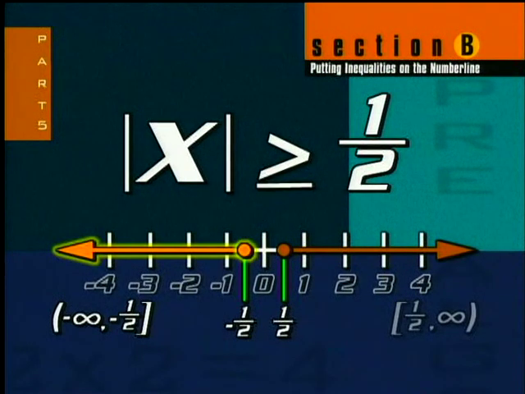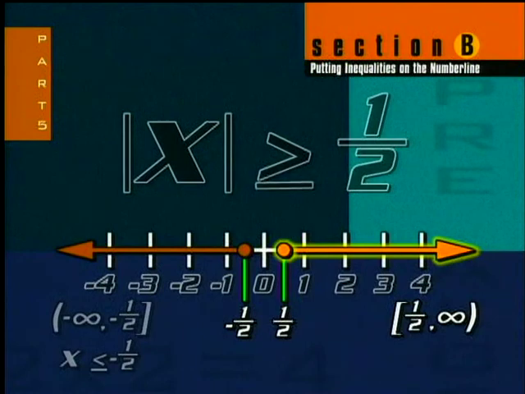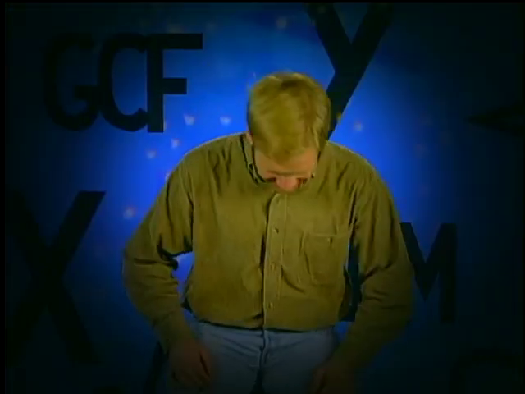So we've got the interval from negative 1/2 to negative infinity, or x is less than or equal to negative 1/2, and the interval from positive 1/2 to positive infinity, or x is greater than or equal to positive 1/2. These are the numbers that satisfy our inequality. All right. We've reached the end of the number line circuit.